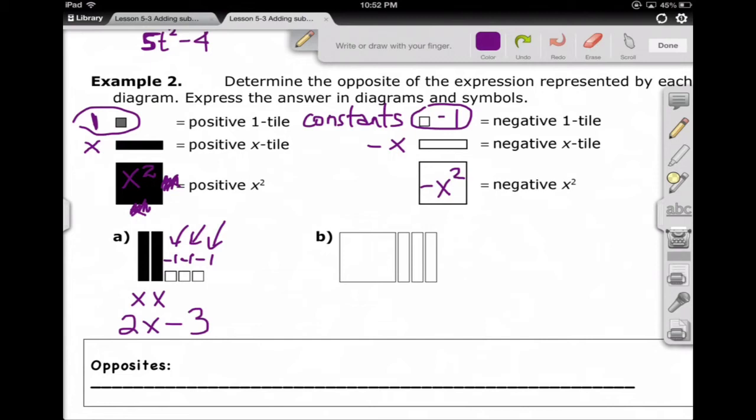Looking at this, I know that this is a negative x squared, and that these, just alternate here, are all minus x to the first values using our scheme. So this expression would be negative x squared minus, or decreased by, 3 of these x's.